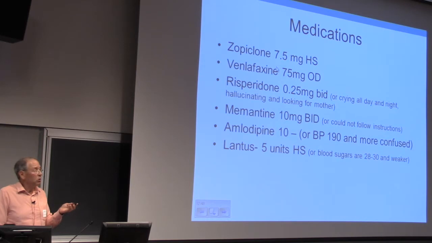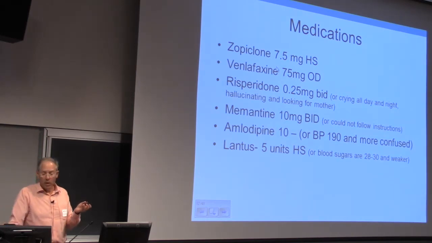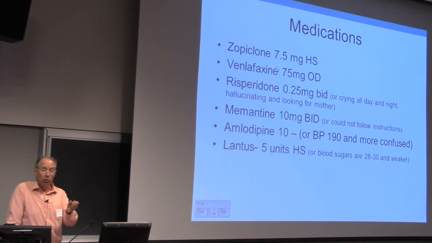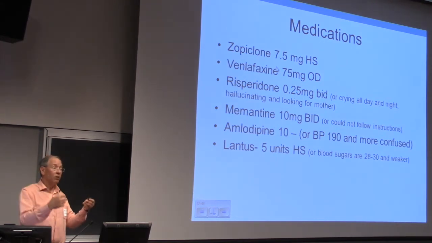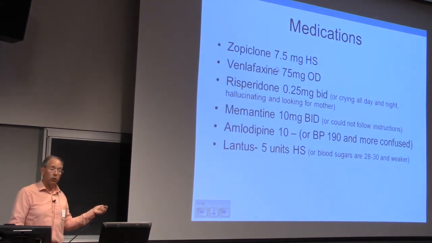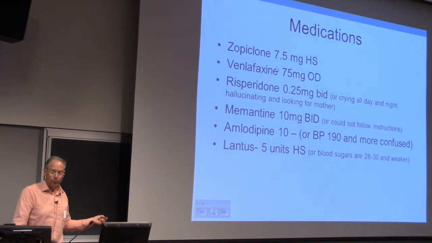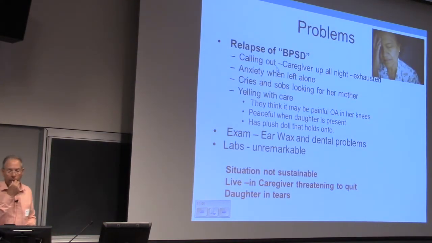And similarly, she was on 5 units of Lantus insulin. And if we took her off insulin, this was like a type 1 diabetic. She'd been diabetic so long that she completely burned out her pancreas. Her blood sugars would go up to 28 to 30, and she would be weaker. She would be unwell with it, right? So it wasn't just treating her blood sugar. She was physically unwell when she had hyperglycemia. So we ran into some problems with her.